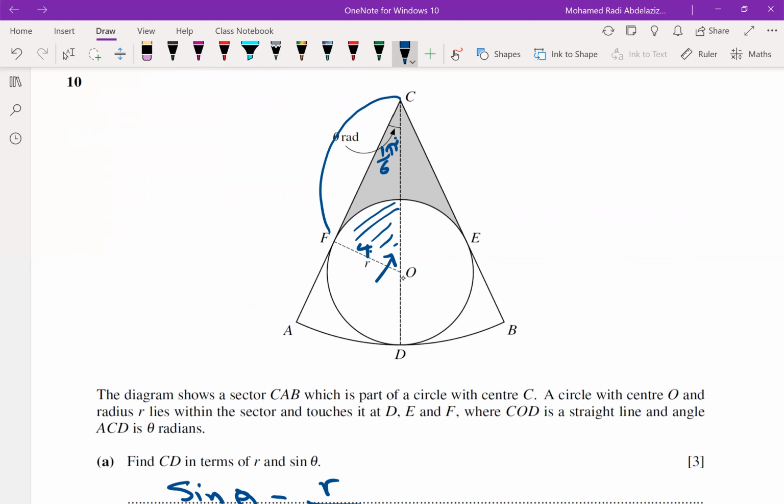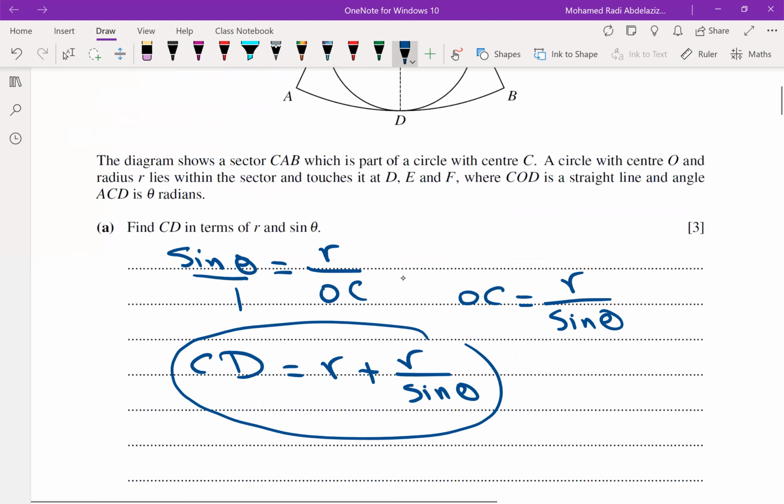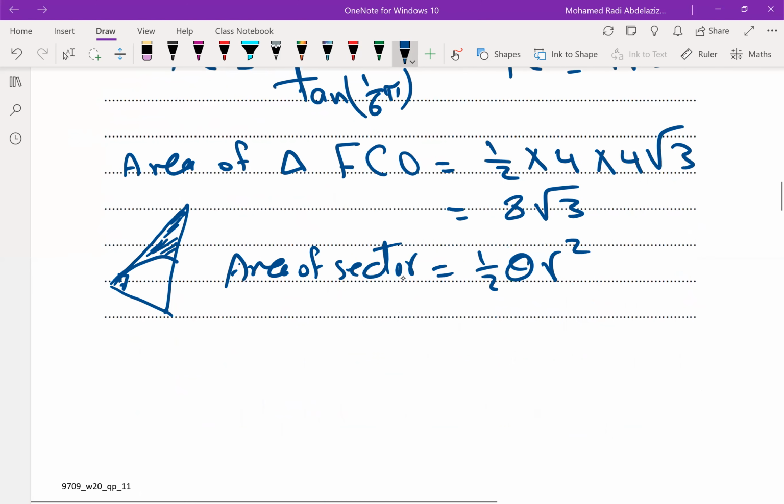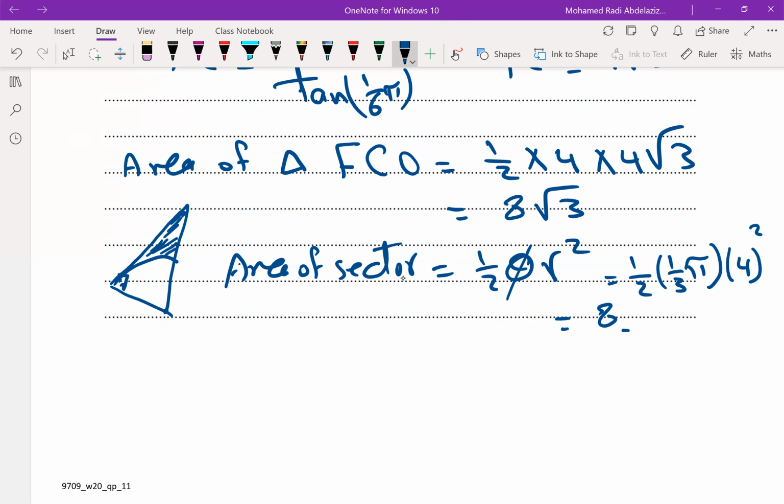So I need to get the measure of this angle from the right-angled triangle. Theta is 1 over 6 pi, so calculated it will be a third pi. So theta here means a third pi. Half times a third pi times the radius 4 squared. Simplify, your answer will be half times a third times 4 squared times pi, which is 8 over 3 pi. This is the area of the sector.